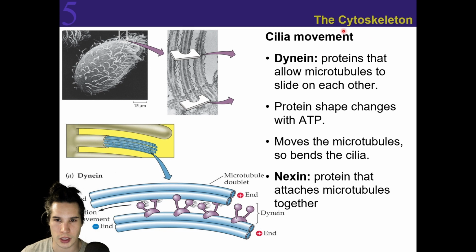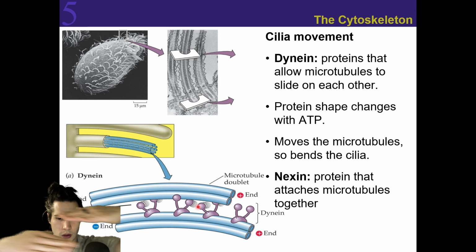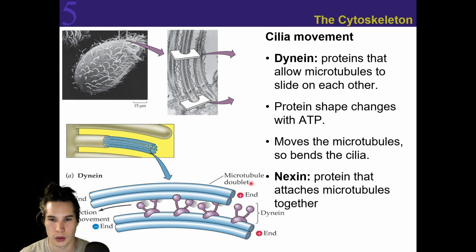So first, let's talk about cilia a little bit. The way cilia move is conducted by the interaction between the microtubule, dynein, and nexin. Dynein is a protein that allows the microtubules to slide back and forth along each other. Here you have a negative end and a positive end, and it's going to move the microtubules in opposite directions of one another.